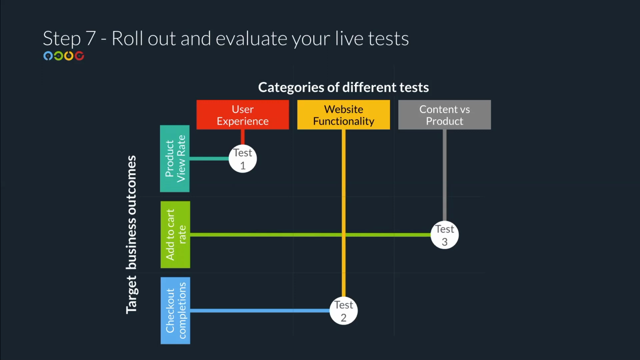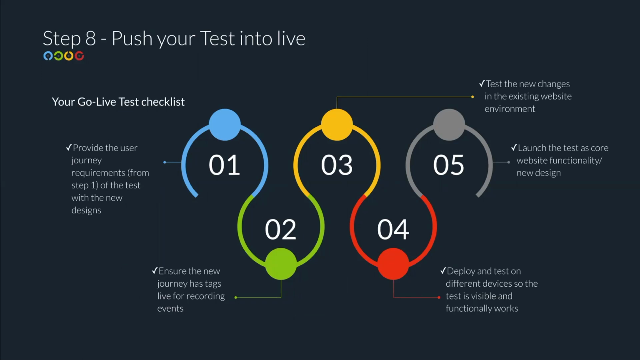Now, what's interesting is we find quite often the primary metric you're looking at might not change, but another metric might change. So in this test 1, not only am I going to check product view rate, I'm also going to check add to cart rate, checkout completions, and other things. I might look at bounce rate, I might look at average order value. But it's important to compare all of those metrics to see whether your test has been successful. So now your test has been successful.